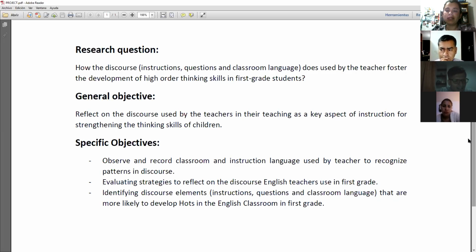Who is the teacher that you're going to observe? First grade, or is it another teacher? Oh, no, we're going to observe different teachers. I'm going to observe 3 teachers in my school, and Alejandro is going to observe 2. All of them from first grade? Yes, ma'am. Only first grade and only English class.